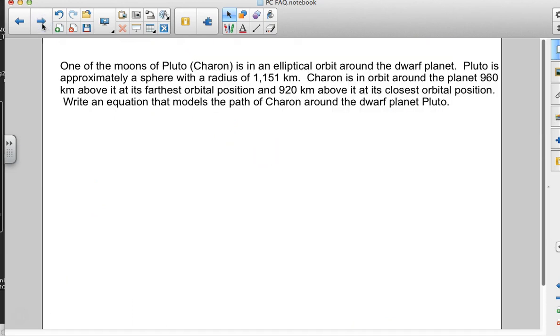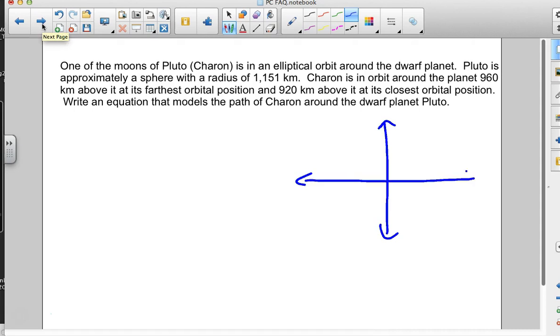All right, our fabulous problems that we ended at on your review sheet. You know, just trying to put some wordy problem stuff together. One of the moons of Pluto. Okay, so I'm going to start here. If it is a moon of Pluto, we can think of Pluto as our 0, 0 here. It says it's in an elliptical orbit around the dwarf planet.